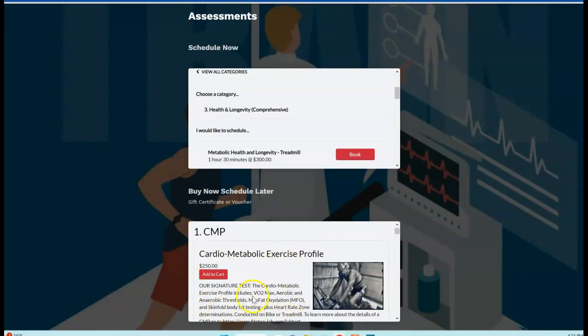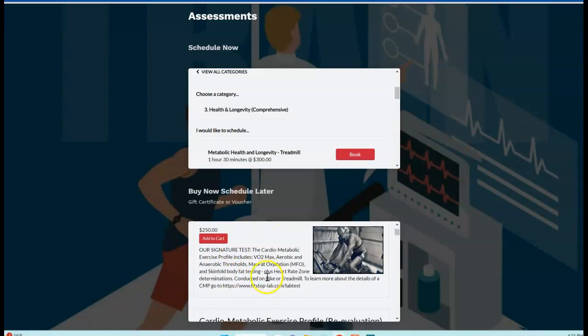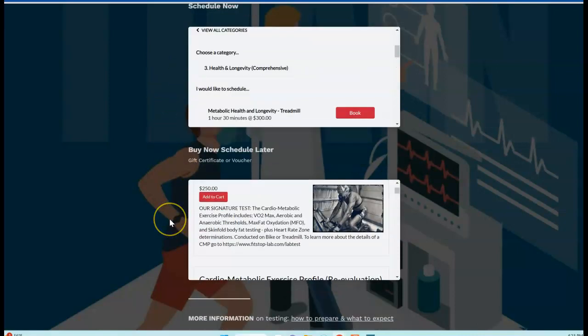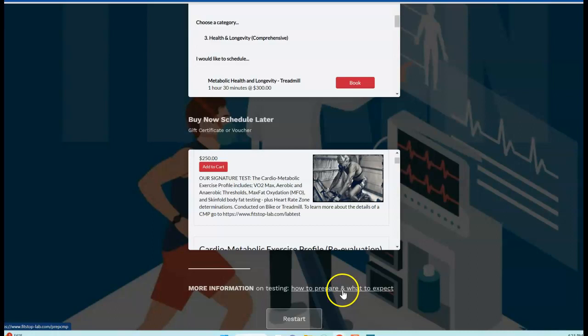Maybe you've got a gift certificate or something like that you'd like to get, so you can purchase the same test down below here. So two options as far as setting up the testing. And then finally, you want to click on this link here to go to more information on how you would prepare for the test. If you want to get an idea of what's going to go on during the test and what you have to do to be prepared for it, you can click here and get some more information.